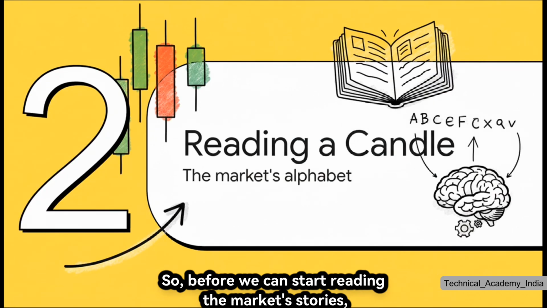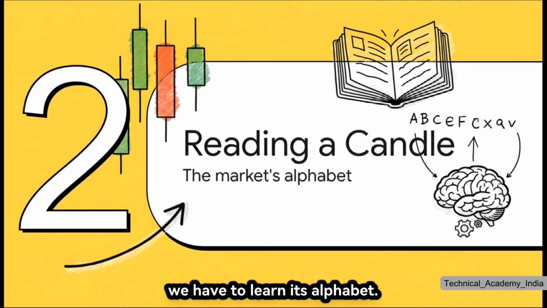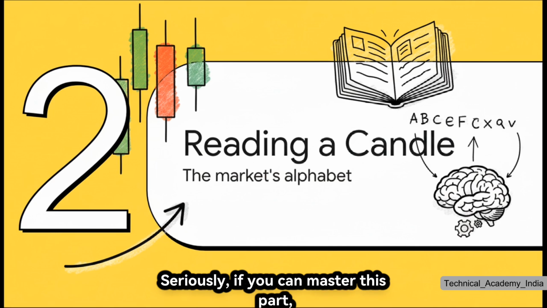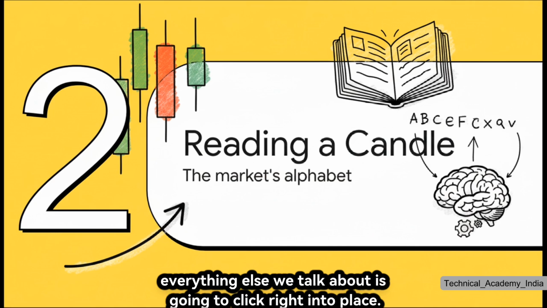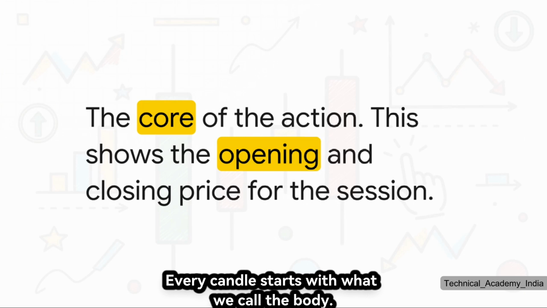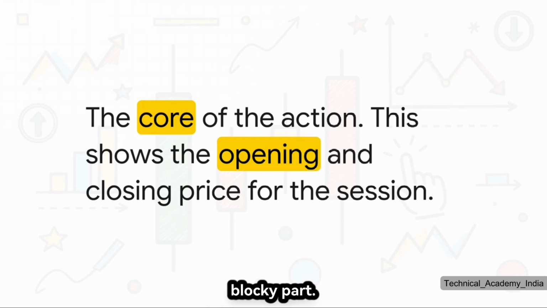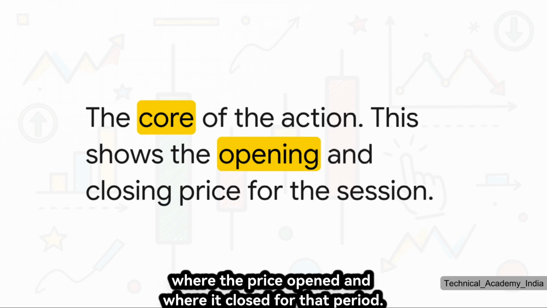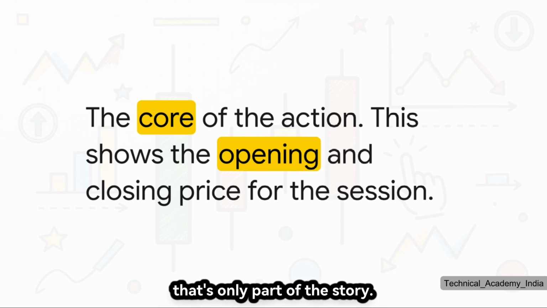So, before we can start reading the market's stories, we have to learn its alphabet. And that means breaking down the anatomy of just one single candle. Seriously, if you can master this part, everything else we talk about is going to click right into place. Every candle starts with what we call the body. That's the thick, blocky part. It's the main event, and it tells you two simple things: where the price opened and where it closed for that period. But of course, that's only part of the story.